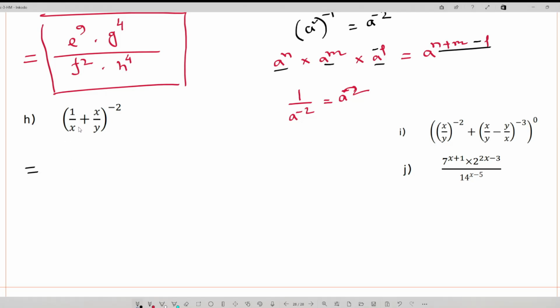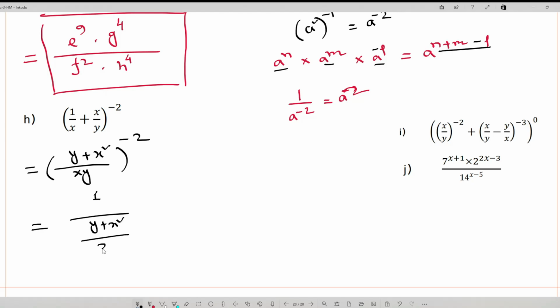Here is inside the bracket 1 divided by x plus x divided by y, whole to the power minus 2. So first we can do like this. Here the LCM is xy. So here is y plus x square, right? Then whole to the power minus 2. This one we can write like this, 1 divided by y plus x square divided by xy, and here square.